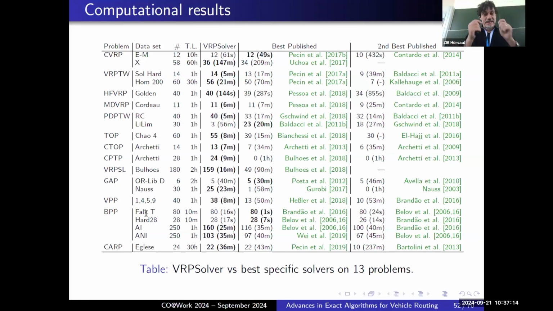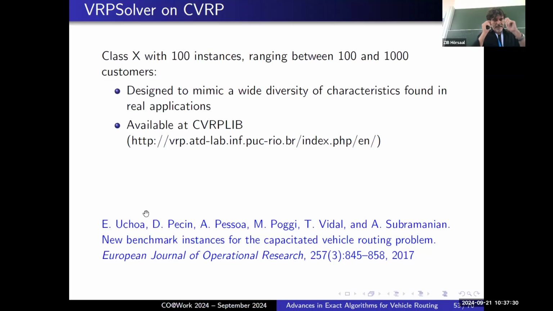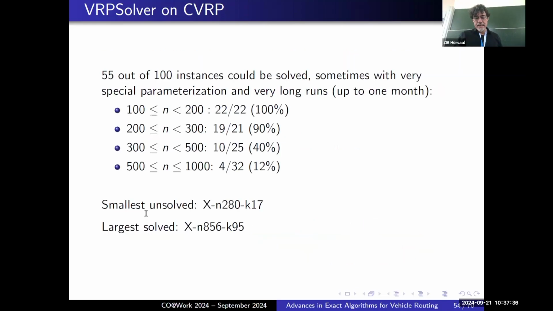Okay, and this is the classic bin packing problem. So it works well, especially on the hard instances. And this is capacitated arc routing. And well, on CVRP, we did more tests here.